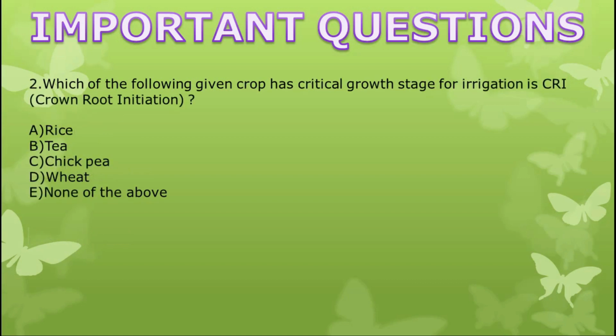Which of the following crops has the critical growth stage for irrigation as CRI, crown root initiation? I have also given a table for critical growth stages. In that table the question comes like this: the crop having the critical growth stage for irrigation as CRI, and the answer is wheat. Wheat has the critical growth stage of crown root initiation.